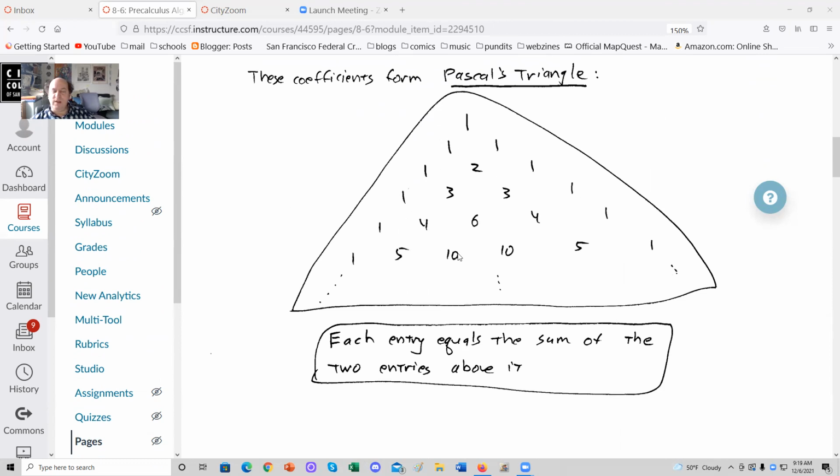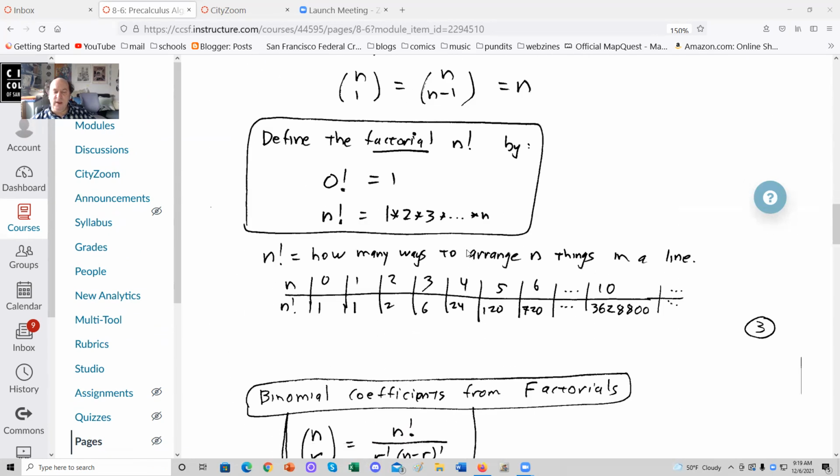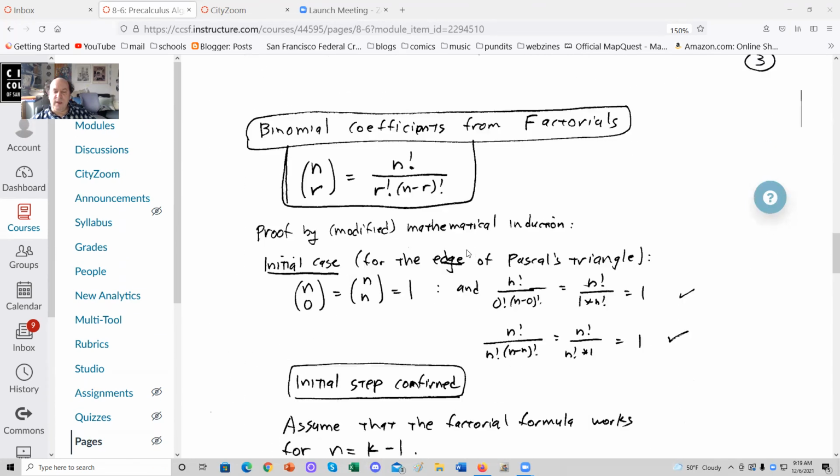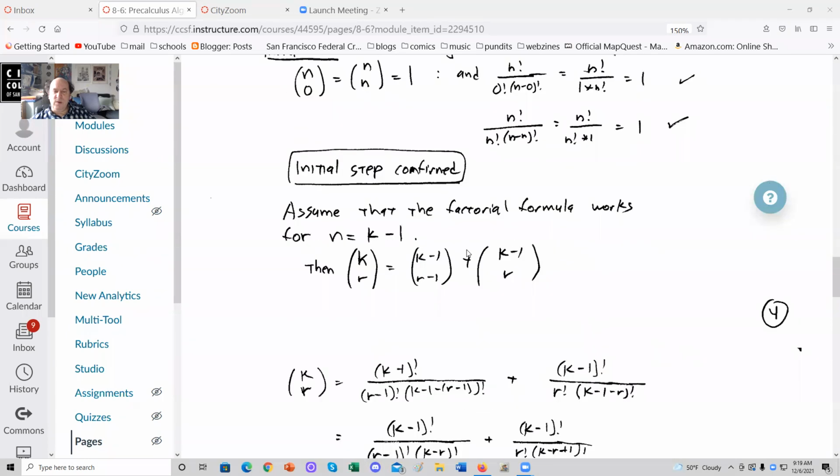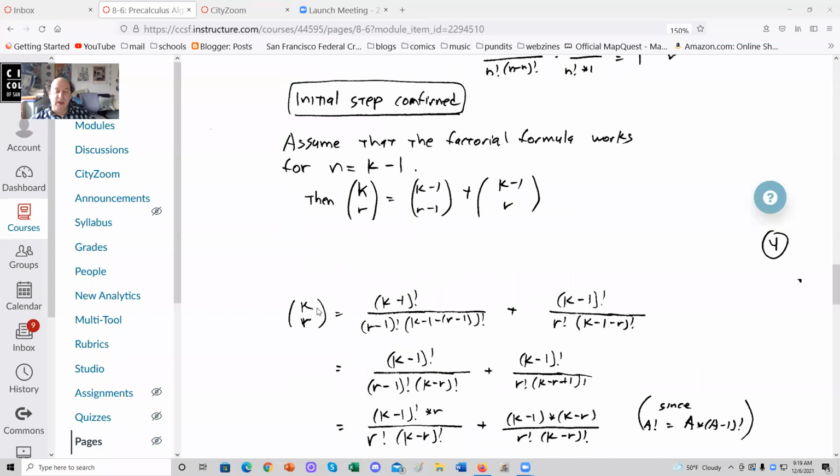Now for the inside. For the inside, we will assume that the formula works for k minus 1. So that k choose r equals k minus 1 choose r minus 1 plus k minus 1 choose r. It's true for all r for k minus 1. Now let's prove it true for the next value, for n equals k. So let's find k choose r.